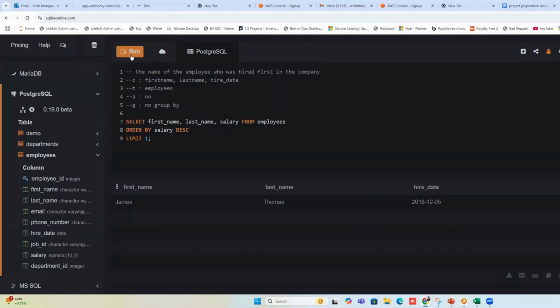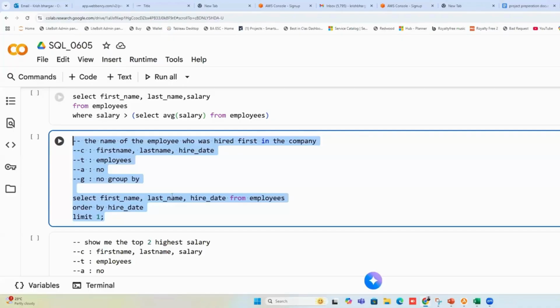Then I will get the person who is getting the highest salary. Got it? If I want the lowest salary, I just remove this. I will get the person with the lowest salary. Understood? Easy peasy.